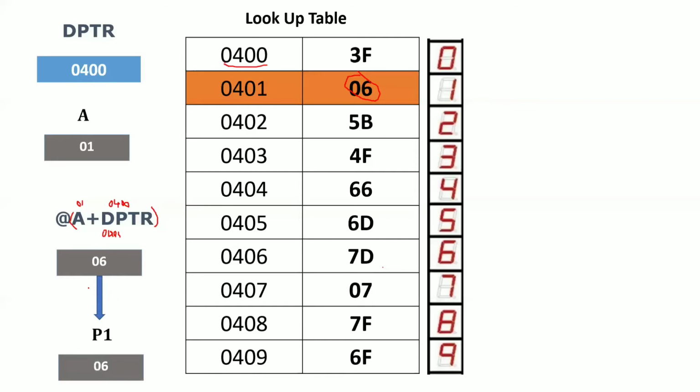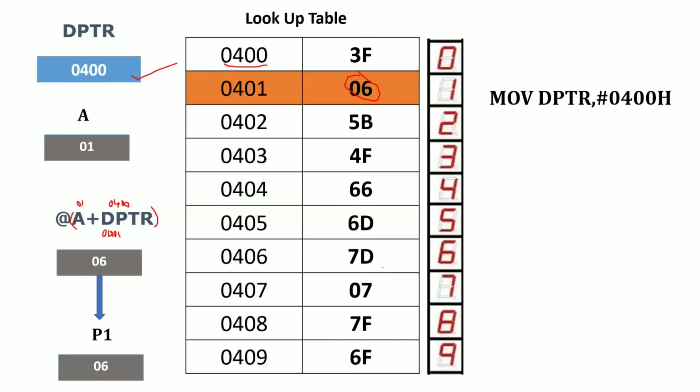We have connected a 7-segment display there to the port 1. So whenever I send 06, I am able to display 1 in the 7-segment display. Now we'll try to implement the logic with the help of one program. MOV DPTR, #0400. What does it mean? I have initialized the DPTR with the value 0400.